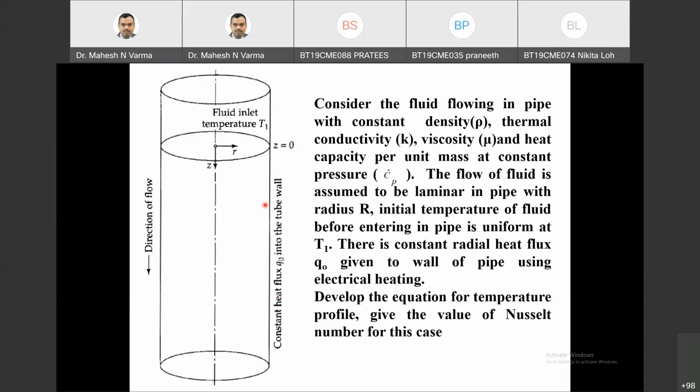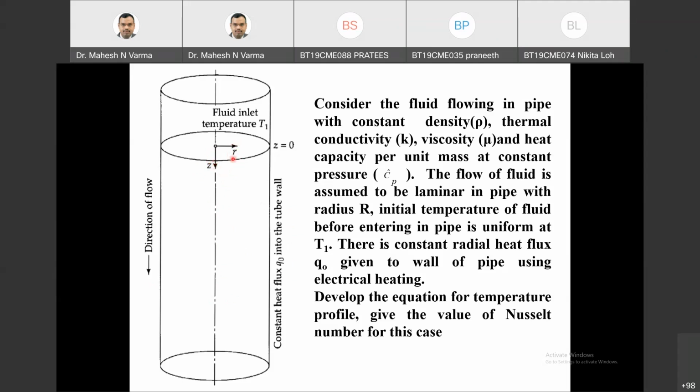If the length is 1 meter, and you have moved down a length of 2 meters, then certainly the heat added will be more. So it will increase in the Z direction also. Temperature is a function of Z also.